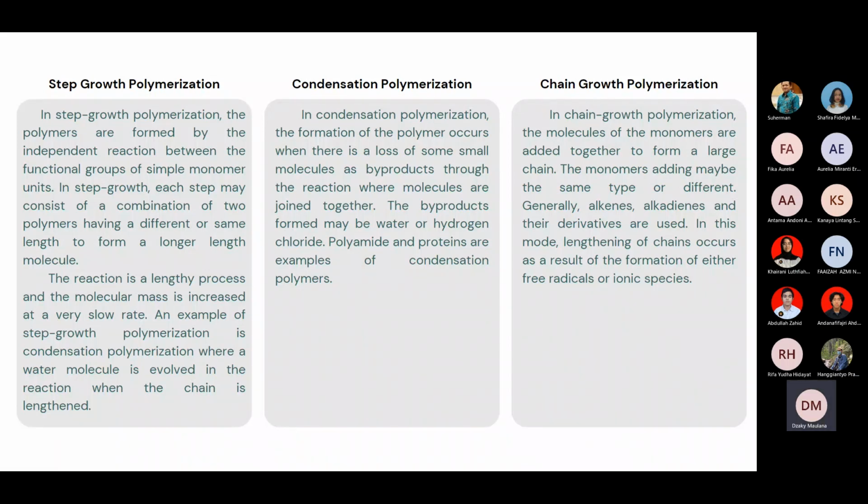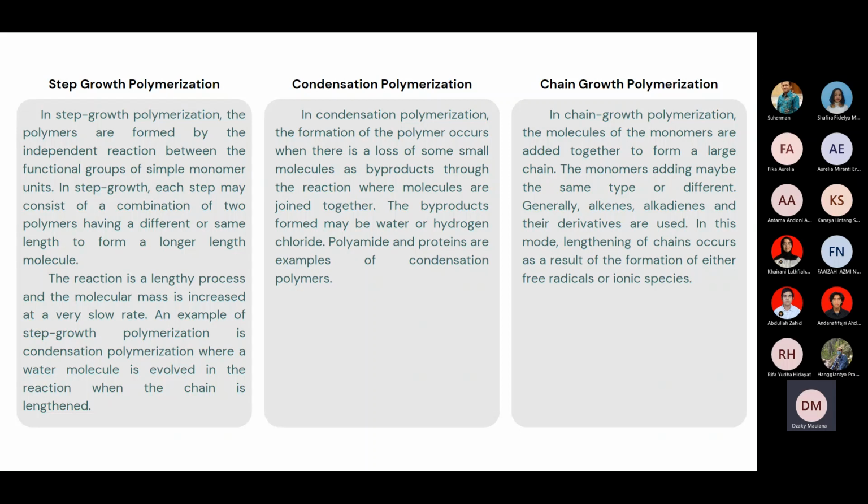So first, in the step growth polymerization, the polymers are formed by the independent reaction between the functional groups of simple monomer units. In step growth, each step may consist of a combination of 2 polymers having a different or same length to form a longer length molecule. The reaction is a lengthy process and the molecular mass is increased at a very slow rate. An example of step growth polymerization is condensation polymerization, where a water molecule is evolved in the reaction when the chain is lengthened.